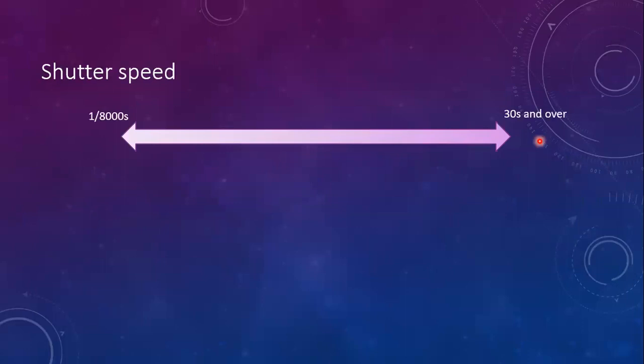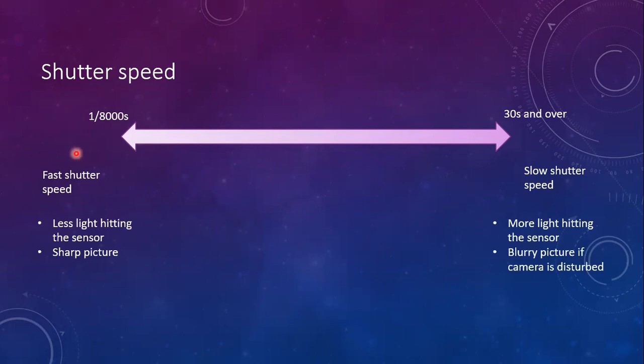Now, shutter speed is the amount of time your sensor is open to the incoming light. This can vary from around 1/8000 of a second to 30 seconds and beyond, which means that your shutter is open for 30 seconds or more, or open for only a fraction of a second. Now, a faster shutter speed will lead to less light hitting your sensor, but it will result in a sharper picture.